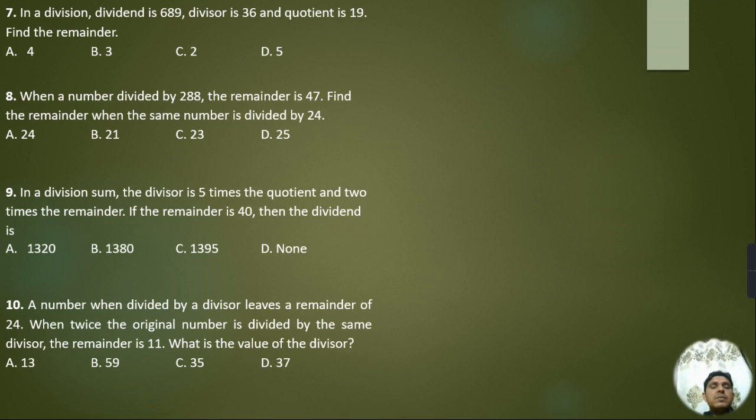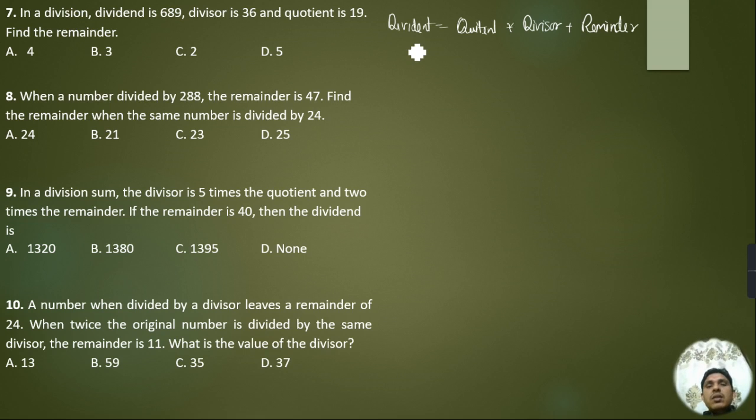Okay. Coming to the next thing, question number 7. The question is, in a division, the dividend is 689, the divisor is 36, the quotient is 19. Find the remainder. So students, you know the formula available. The formula is dividend is equal to quotient multiplied by divisor plus remainder. So this is the formula by which we can solve this kind of question.